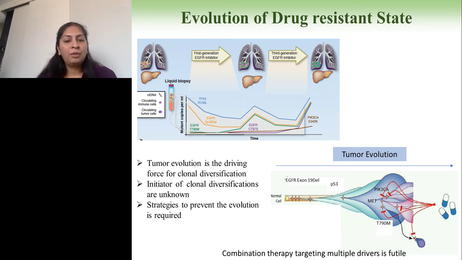So what are the ways to inhibit this clonal diversification and tumor evolution? We wanted to study this, and to study this, we developed the clinical equivalence model.